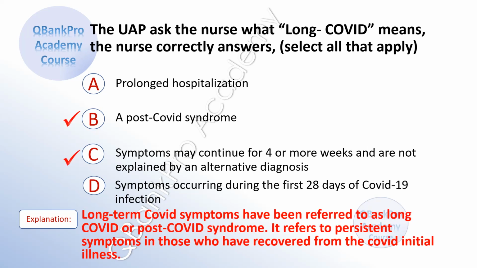The correct answer is a post-COVID syndrome, and symptoms may continue for 4 or more weeks and are not explained by an alternative diagnosis. Explanation. Long-term COVID symptoms have been referred to as long COVID or post-COVID syndrome. This refers to persistent symptoms in those who have recovered from COVID-19 initial illness.